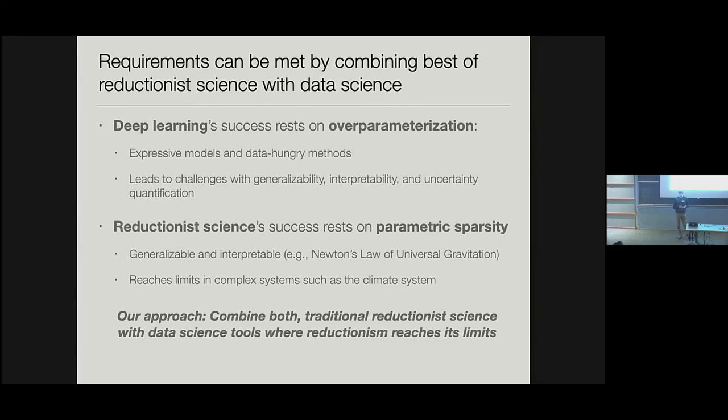Traditional science, since Bacon, called reductionist science, rests on a principle that you might call parametric sparsity. It focuses on models that have as few parameters as possible. So Steve made the same point that I've made in talks a number of times. Newton's law of universal gravitation is one great example. It's a one parameter model. It gives you planetary motions. It gives you apples falling from trees, all in one parameter model.